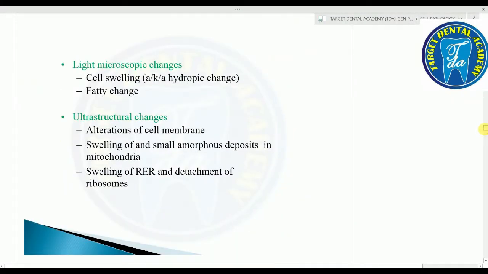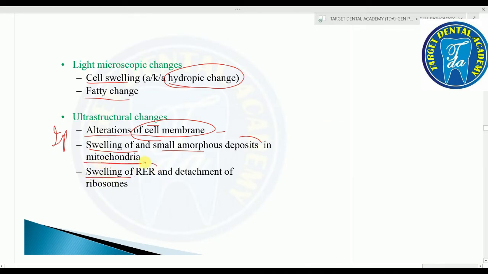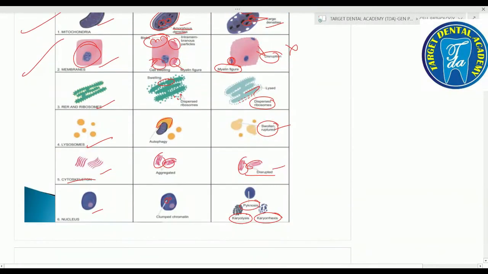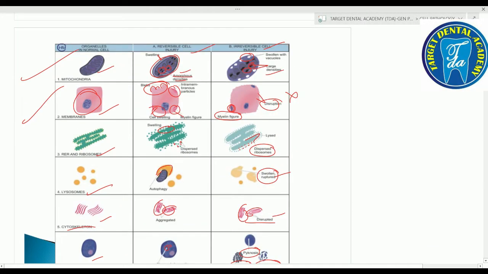While in this we have the light microscopic changes and the ultrastructural changes. So in the light microscopic changes, there is a cell swelling which is also called hydropic change, and in this you can also see there is a fatty change. While in the ultrastructural changes, there is alteration of the cell membrane. There is a swelling of and small amorphous deposits in the mitochondria. There is a swelling of the RER and the detachment of the ribosomes. See, detachment of the ribosomes, as we have already seen in the diagram. There is dispersion or detachment of ribosomes and there is a swelling.